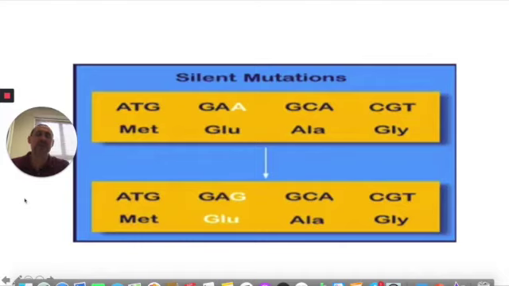Sometimes when there are mutations, the result is silent. That is, these 3 nitrogen bases code for an amino acid. Sometimes, even though one of the nitrogen bases has been substituted, the code still reads the same. It still codes for the same amino acid. In that case, there has been a mutation, but the crisis has been averted because there's no overall effect.